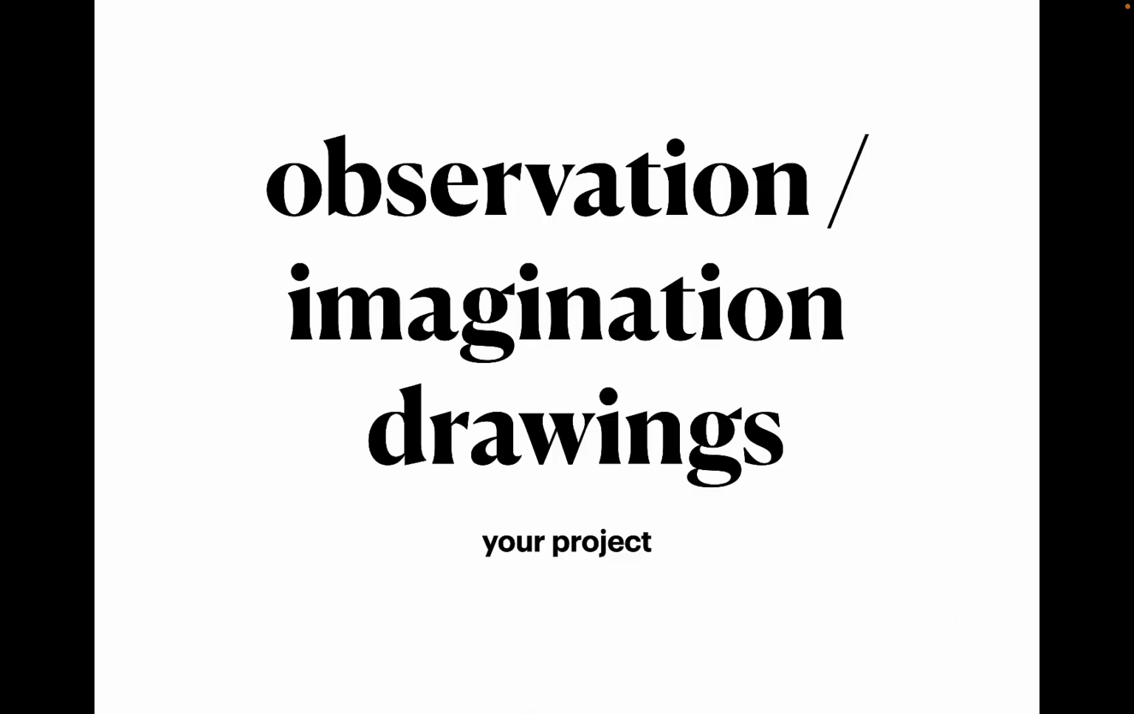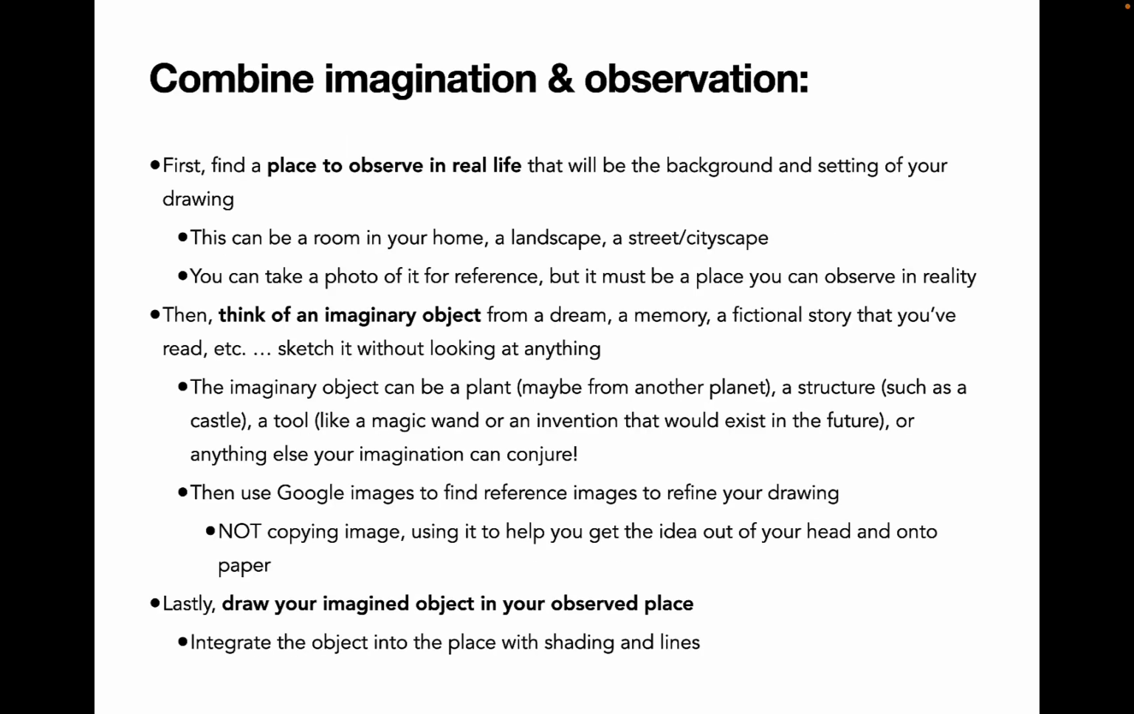Okay, so your project, your observation/imagination drawings, you're gonna combine imagination and observation. First, you're gonna find a place that you're going to observe in real life. This will be the setting of your drawing. So it can be a landscape, it can be a room, it can be a street or a cityscape, anything that you want. It should be like the landscape drawings that we did, or like the perspective drawings. It should be a place that you can visit in real life, that you can observe in reality, and you can take a photo for reference if you want.